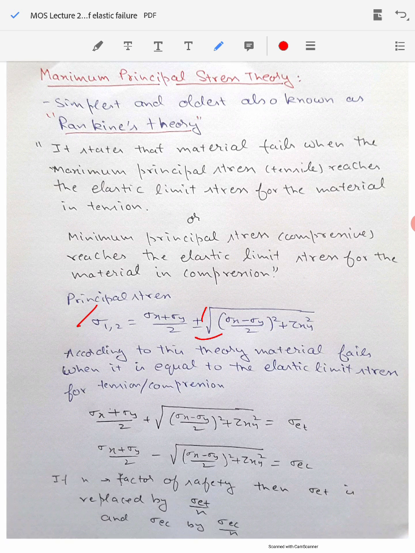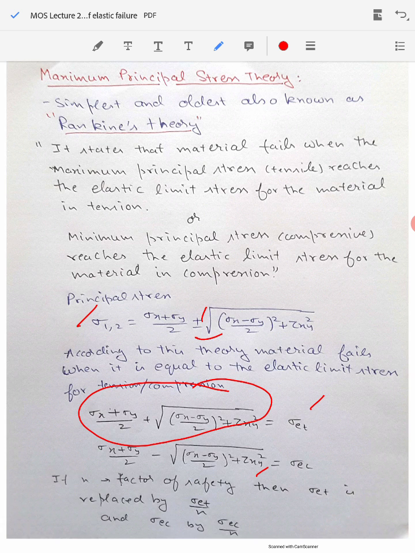After calculating the principal stresses, we say that according to this theory, the material fails when this principal stress value is equal to the elastic limit stress for tension or compression. If you are using a positive sign, then it should be equal to sigma et. So if the calculated value of sigma 1 becomes equal to or greater than sigma et, the component is going to fail.